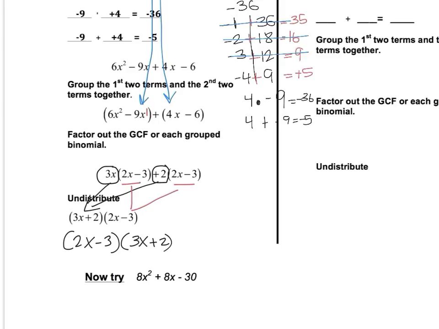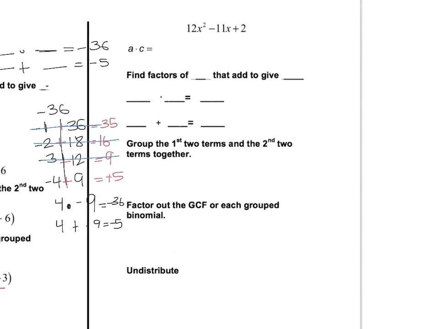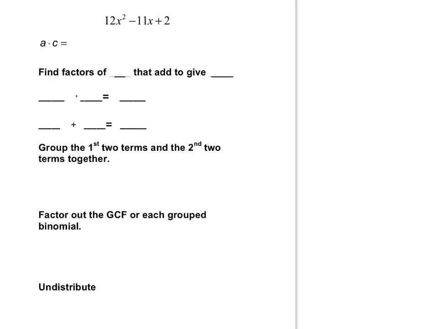Now let's move on to the example over here where I gave you all the steps. Now I would like you to pause the video and try this one on your own. Now the first thing I need to do is to find what A times C is. So A is 12 and C is 2. So A times C is 24.